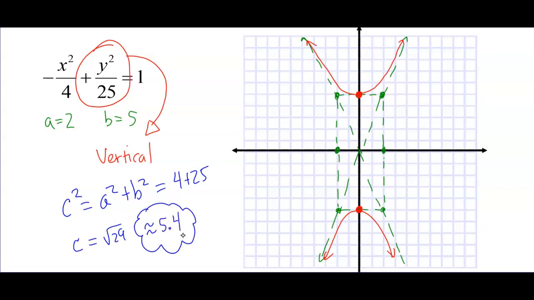But the direction we're going to go is different. We're not going to go left 5.4 and right 5.4. Instead, we're going to go up 5.4 and down 5.4. And we're going to get points just a little bit past the vertex there and there.